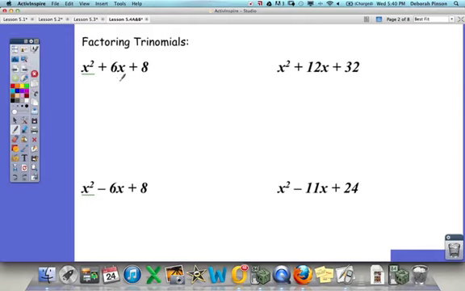Now, when you're factoring trinomials, what you're looking to do is split it into 2 things that could be multiplied together. Now, it's a trinomial. Tri meaning 1, 2, 3 terms. Okay, so what I'm going to do is I'm going to say x times x would give me x squared. And then I want to think of something that multiplies to 8 and adds up to 6. So 4 and 2, right? Multiplies to 8, adds up to 6.